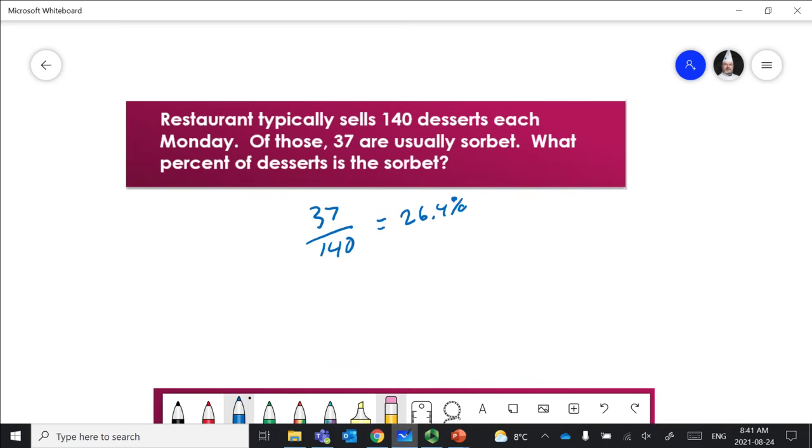Now, if the number of desserts that we sell is going to change, say to 200, then we can apply this 26.4% to that 200 and figure out how many sorbets we think we're going to sell, right?